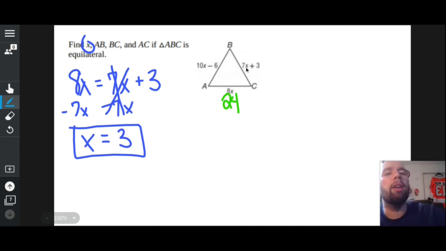But just for fun, 7 times 3 is 21. Ooh, 21 plus 3 is also 24. And last but not least, 10 times 3 is 30. 30 minus 6 is 24. Look at that. I did it right. Okay? So that should adequately prepare you for Chapter 5 in geometry. That's it. Bye.